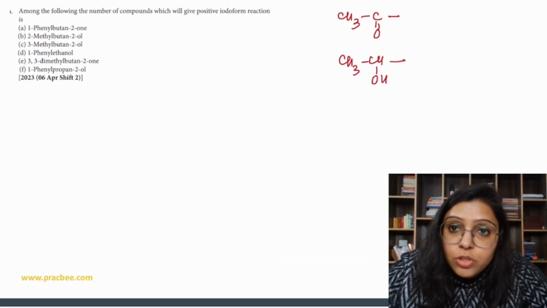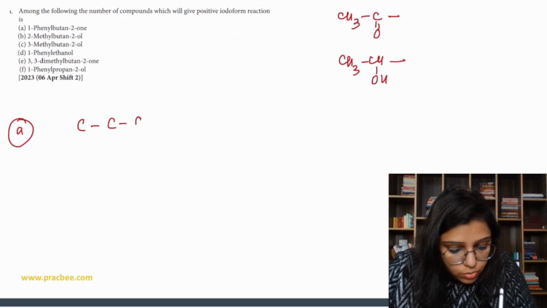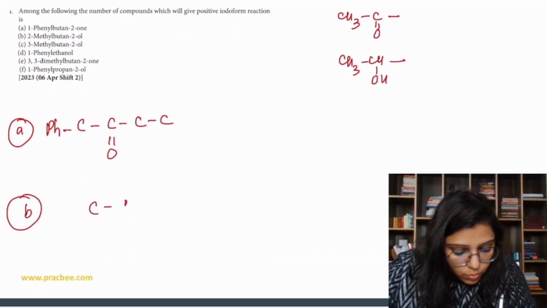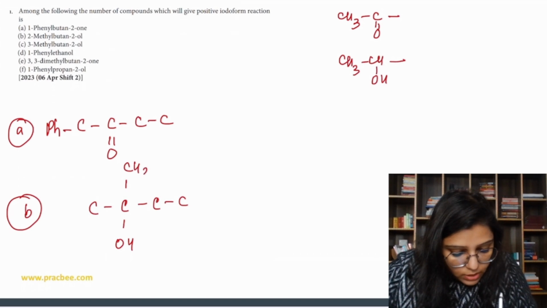So the first structure is 2-methyl, 1-methyl butan-2-ol. So 1, 2, 3, 4. So 2-butanol and 1-phenyl. Okay. Second option is 2-methyl butan-2-ol. 1, 2, 3, 4. 2-butanol and this is 2-methyl.